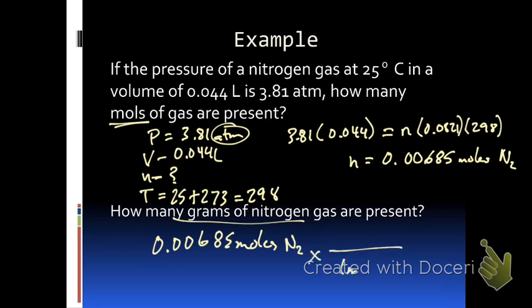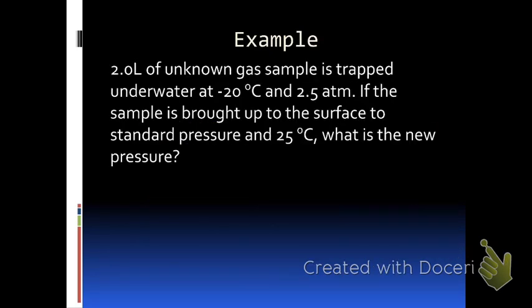I have to convert to grams. So remember, 1 mole of N2 is 14 times 2, 28.02 grams. So I'm going to multiply this by 28.02, and I get 0.19 grams of N2. So we start basically converting moles to grams, grams to moles with these types of problems. Okay, take a look at the next one.